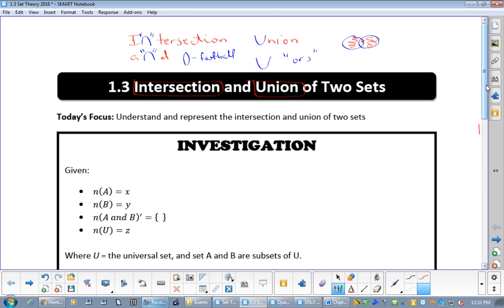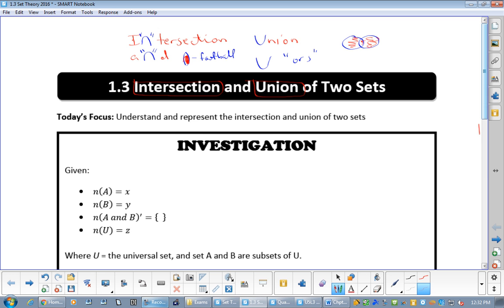Okay? So remember for intersection, it's the N, and intersection means "and". That's our football. The union is the U, and the U looks like a boat, so we use our oars, right? So that means "or". Remember, the football is the middle part, and the "or" is everything.